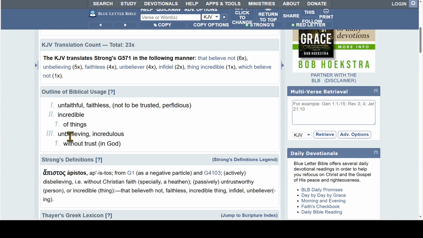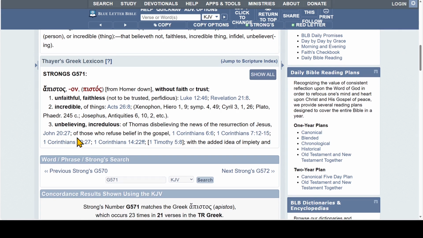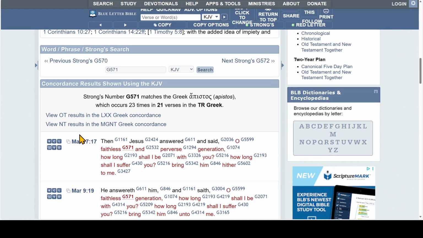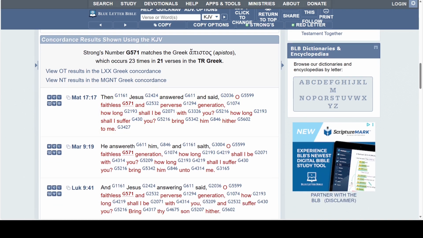Incredible, unbelieving, incredulous, without trust in God. Wow. So when we go to the Strong's, it'll give us that definition. This is the root word, unfaithful, faithless. And as we scroll down, now G571 is the root word. It appears 23 times in 21 verses. So as you can see here, that's why it's so important.